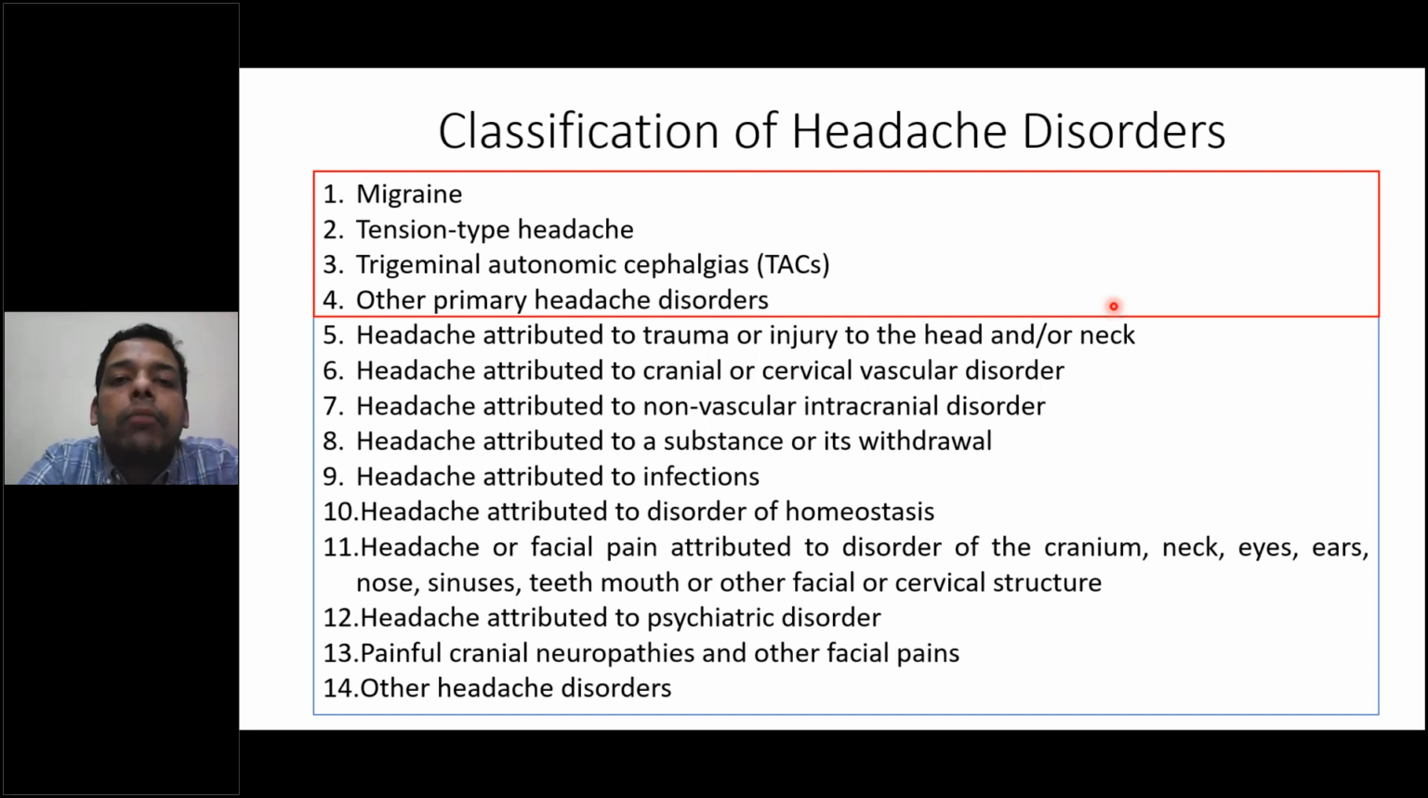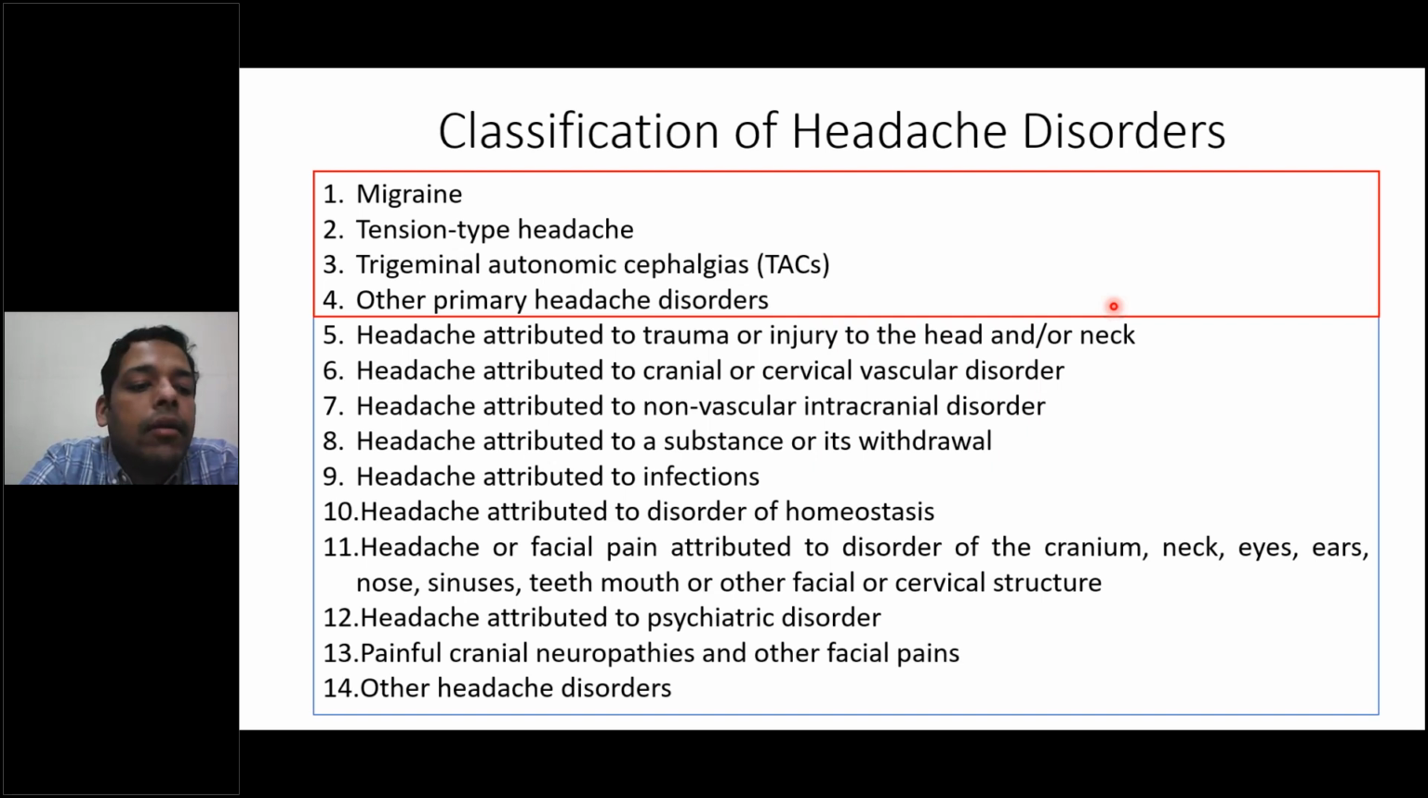That is headache which may be attributed to either trauma or some vascular disorder, some substance abuse, some drug toxicity, some infection, disorders of homeostasis, any abnormality or difficulty or a lesion on the face, including the neck, the eyes, the ears. Then headache attributed to psychiatric disorders and some painful cranial neuropathies and other facial pains. And then the last classification of secondary causes is other headache disorders.